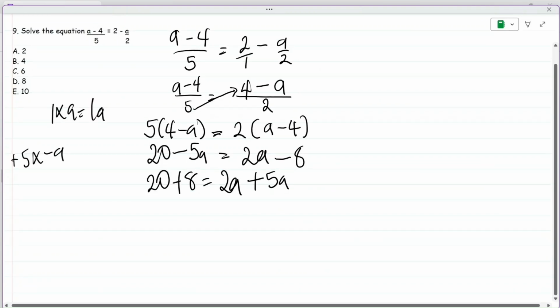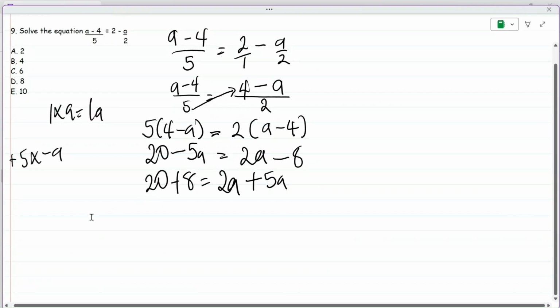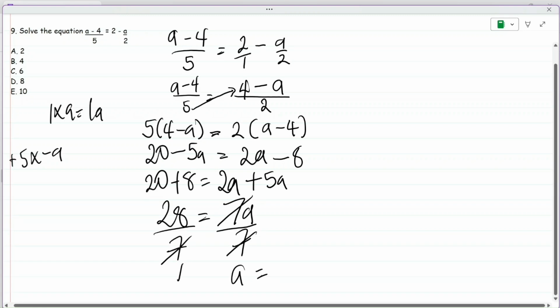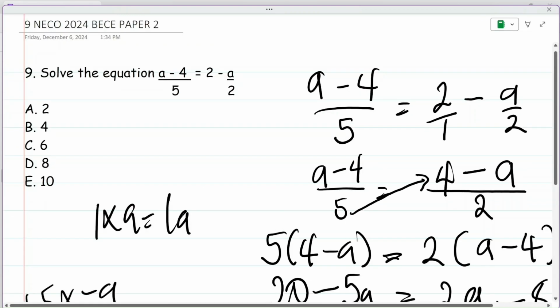On the next line on our left, we do 20 plus 8, that's 28, equals 2a plus 5a, like 2 apples plus 5 apples, you have 7 apples. Like you add the numbers, you put one of the letters behind. At this point, we're looking for a. We divide both sides by 7. 7 here cancels 7. You'll be left with a equals 7 in 28 is 4. So you have our a as 4. From the options, our answer is B, that's 4.